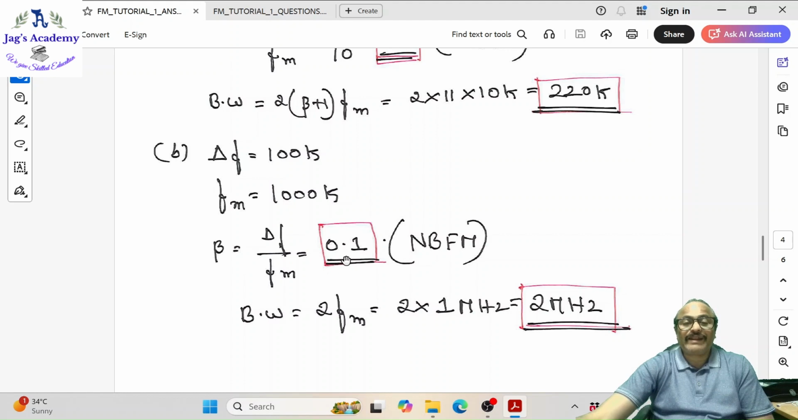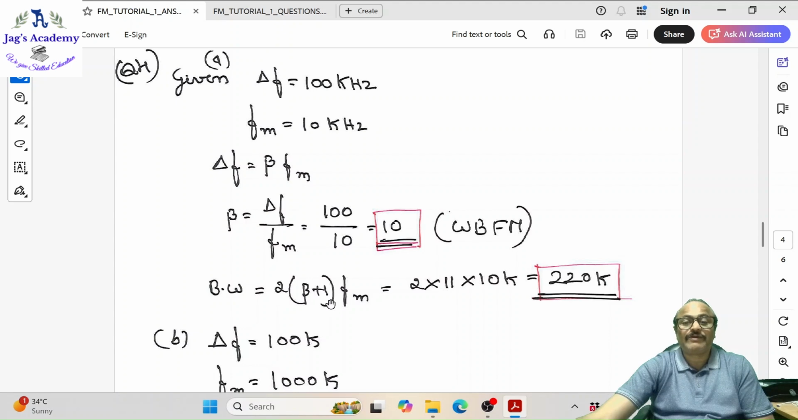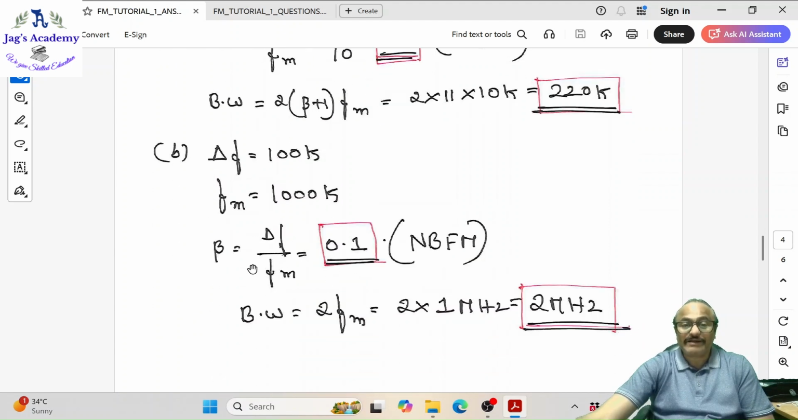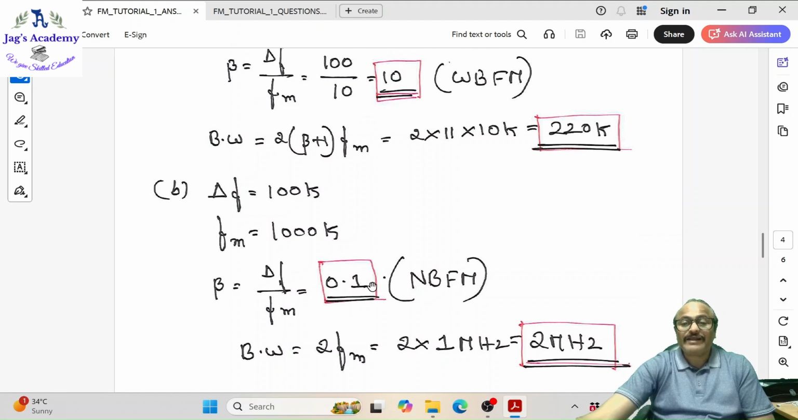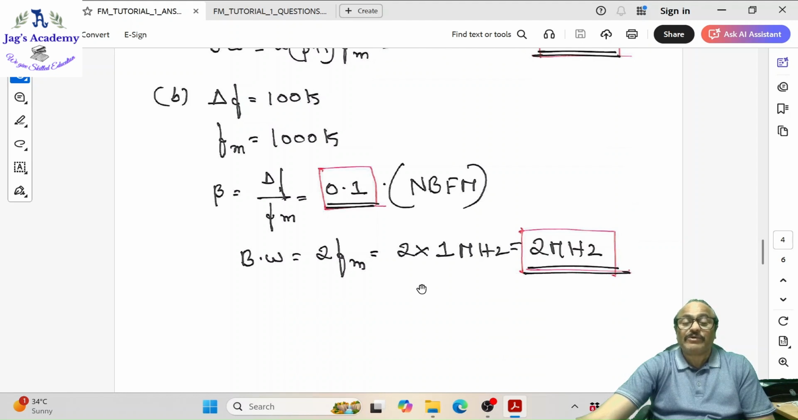You know that when the beta value is very less compared to 1, we call it narrowband frequency modulation. The wave which you get is a narrowband frequency modulated wave. So for this, is the bandwidth 2 times beta plus 1? No. When the beta value is greater than 1, bandwidth is 2 times (beta plus 1) into Fm. But when beta value is less than 1, it is the same as your EM wave. You have done in the class, it has been proved in the class.